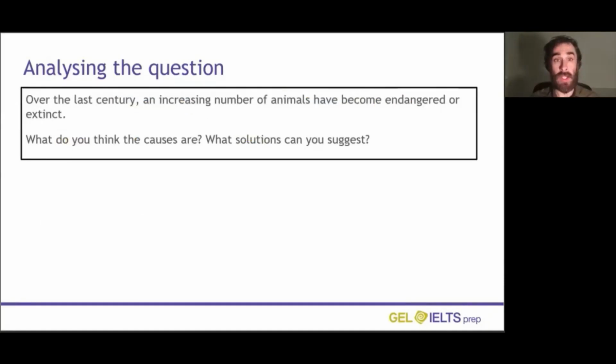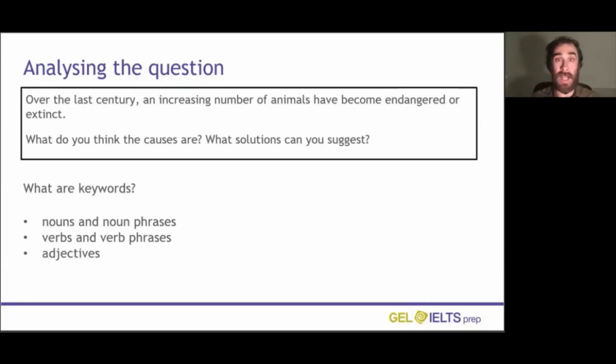Here is a new question. Let's read it. Over the last century, an increasing number of animals have become endangered or extinct. What do you think the causes are? What solutions can you suggest? I would like you to think about what the keywords are. Remember, those keywords are nouns and noun phrases, verbs and verb phrases, adjectives or adverbs if they're important for the meaning of the sentence. Look at the first question below this video. You must choose the keywords in this question. There are 7 correct options. Choose the correct options now.